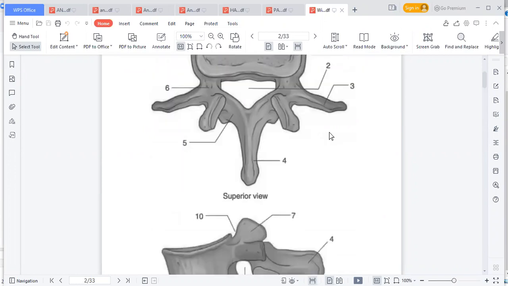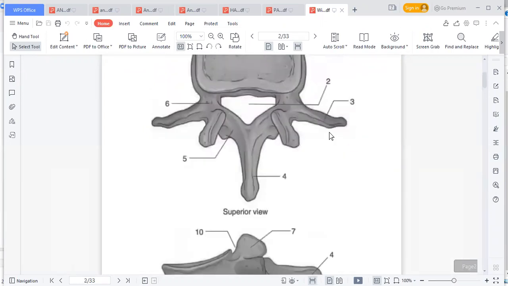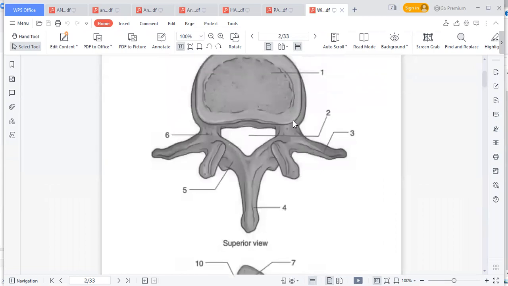So number 2, you go and check. It's called the vertebral foramen. Why is it called vertebral foramen? Because it is in the vertebra itself. This side is called the pedicle. This is what we talked about yesterday. We said the spina bifida is caused by the failure of fusion of the pedicles.